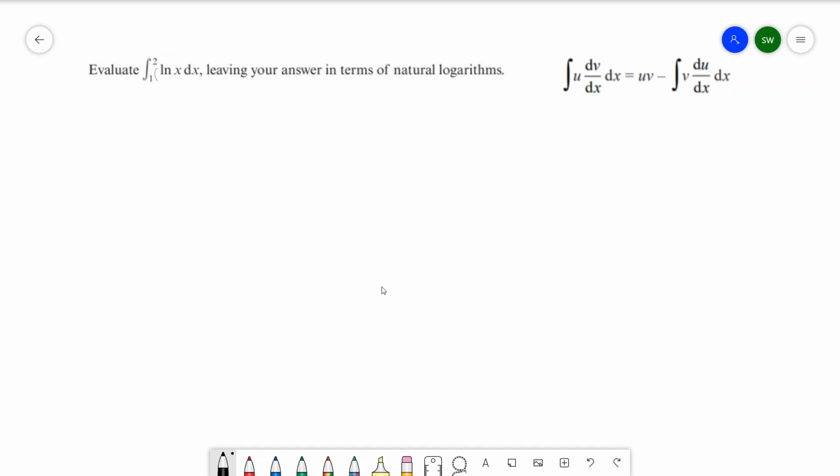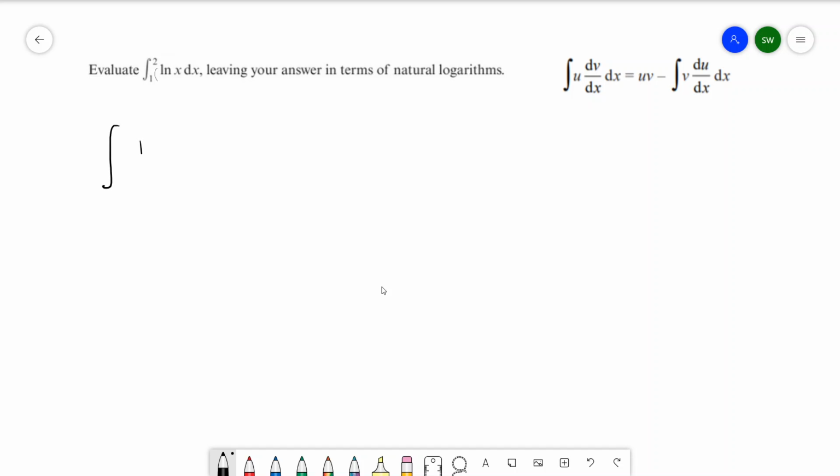Here we're going to try and integrate natural log of x. And you might wonder why this is in the integration by parts section. Well, we're going to learn a bit of a trick which helps us integrate natural log of x. So remember, to use by parts, we need to have the product of two terms.